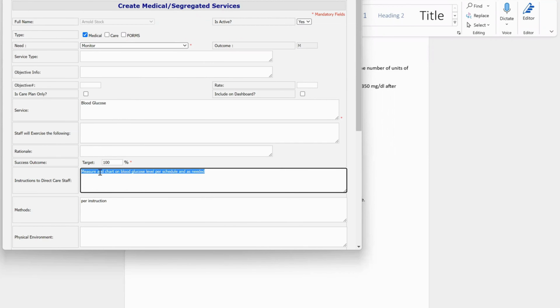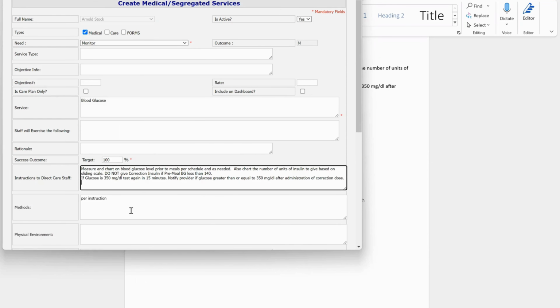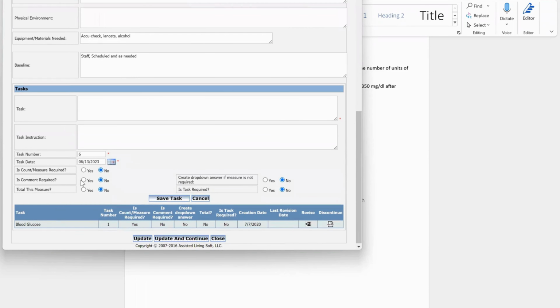And I'm going to replace just the vanilla instructions with the instructions from the healthcare provider. All right. And so if it's less than 140, do not give the insulin. Check again in 15 minutes if it is over 350 and call the provider. Okay. So next, we're going to come down here and we're going to edit, revise this blood glucose task.